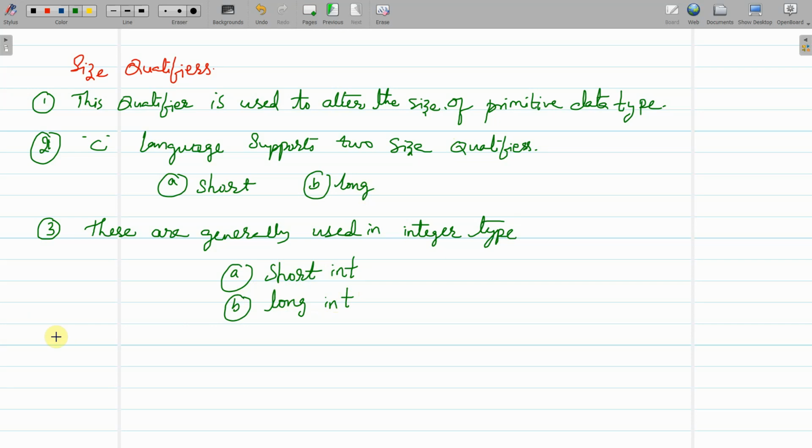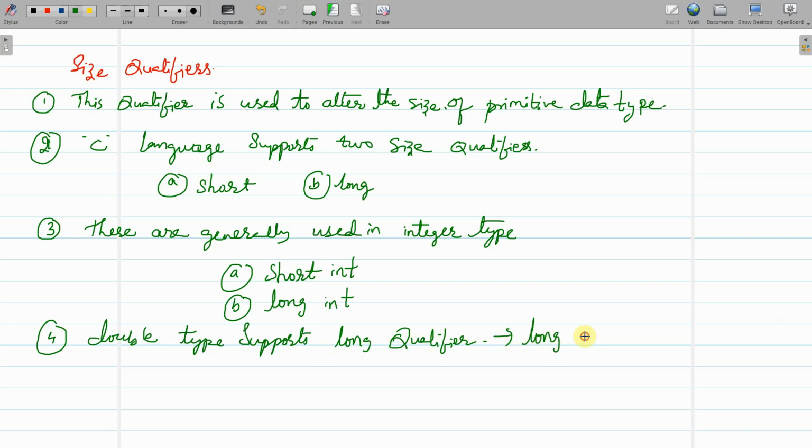And the fourth one, you have to keep in mind that the double type supports the long qualifier. That means you can read it like long double. So now int has become short int and long int, and double has become long double.